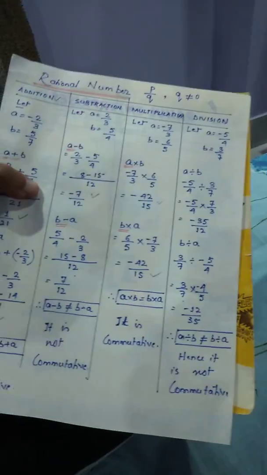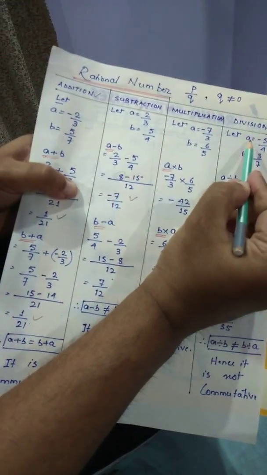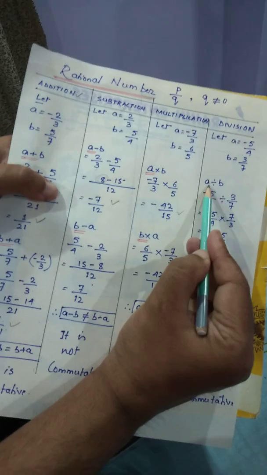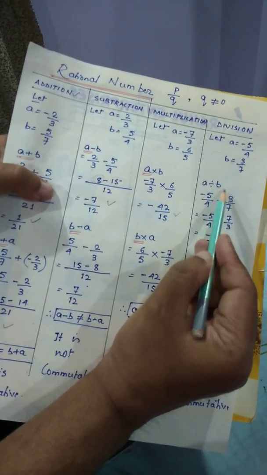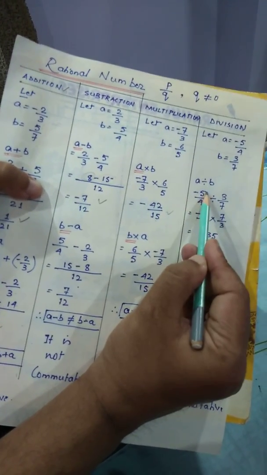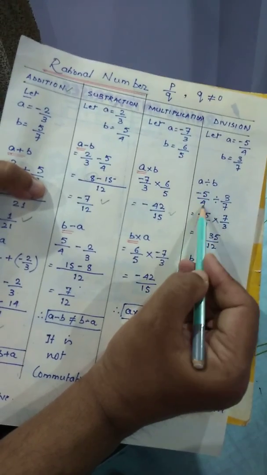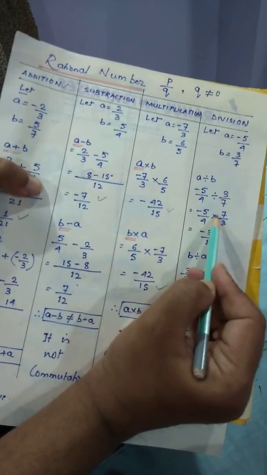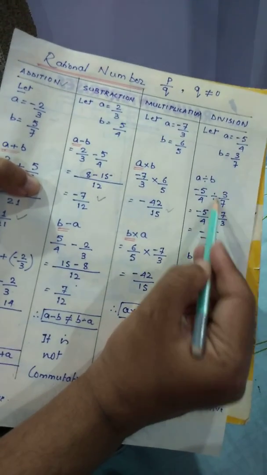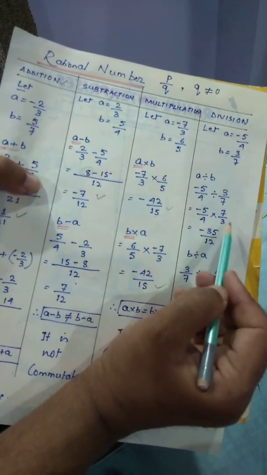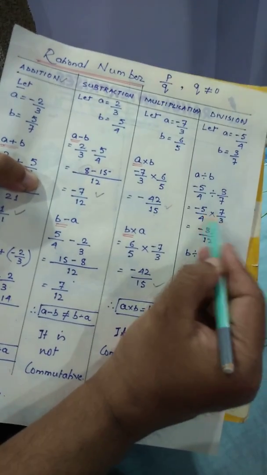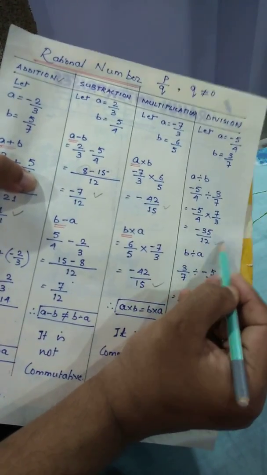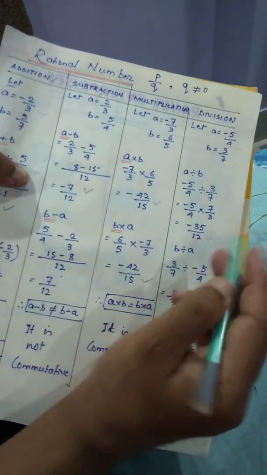So the last operation is division. Now I've taken A is equals to minus 5 by 4 and B equals to 3 by 7. When we divide A divided by B, it will look like this: minus 5 by 4 divided by 3 by 7. We change this division sign into multiplication, so what happens? The right hand side fraction will be reciprocal. Once we have done this, then we multiply it. Minus 5 into 7 is what? Minus 35 and 4 into 3 is what? 12. So the answer is minus 35 by 12.